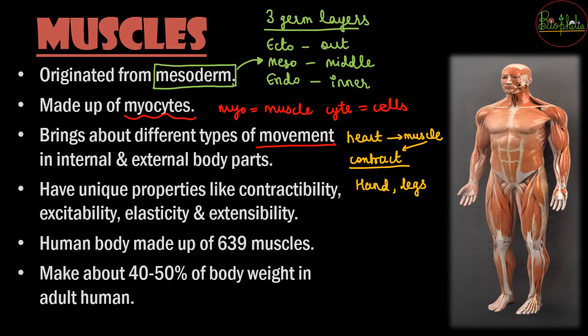And this is because muscles have 4 important unique properties. And what are these properties? The properties are contractility. That means they can contract, they can shrink in their size. Then excitability. That means they can respond to nerve impulses.